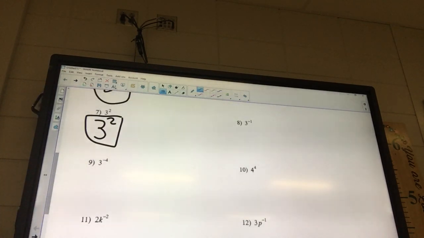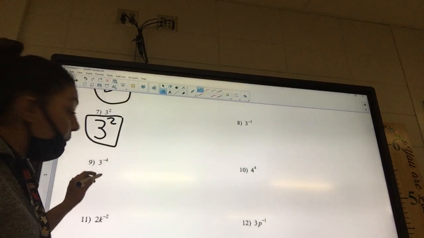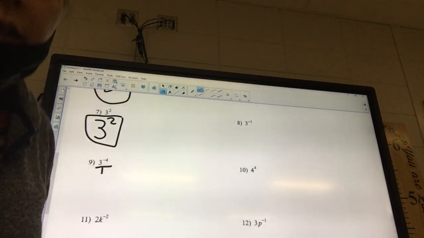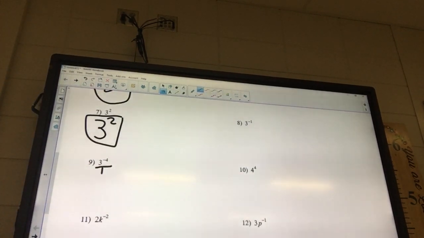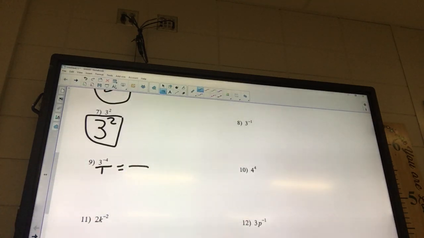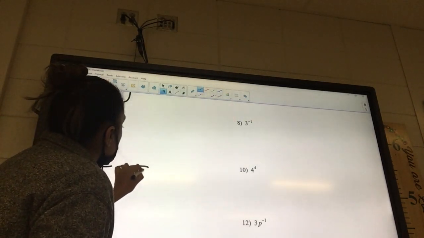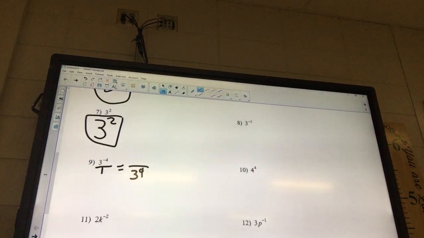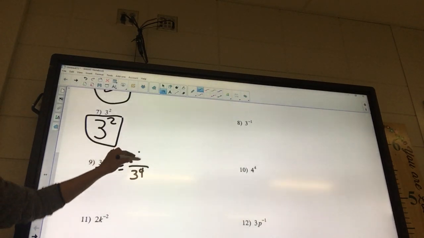Yes, 9. Okay, so this one does have a negative exponent. The first thing I would probably do is write a 1 under it, because that's going to help you out. So, where is that 3 to the negative 4 going to go? The bottom. The bottom of the other one. Okay, and it's just going to be 3 to the 4. What's going to go on top? A 1.